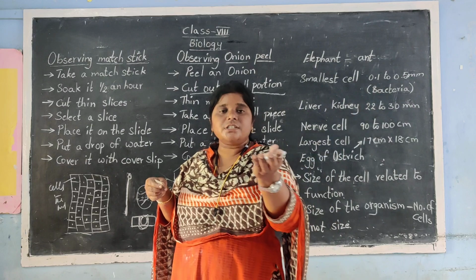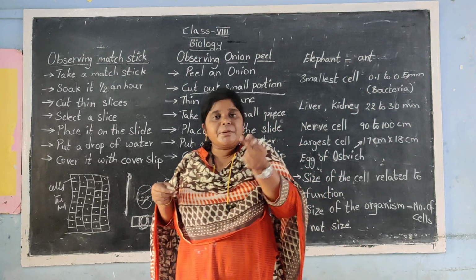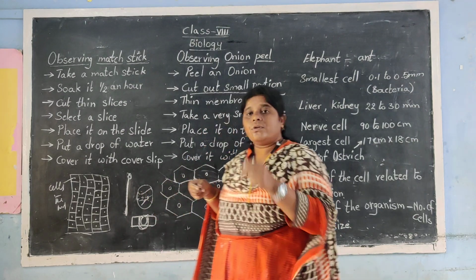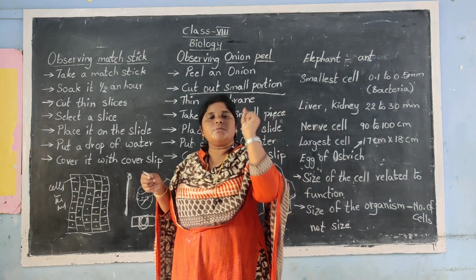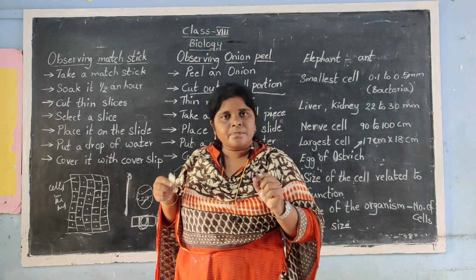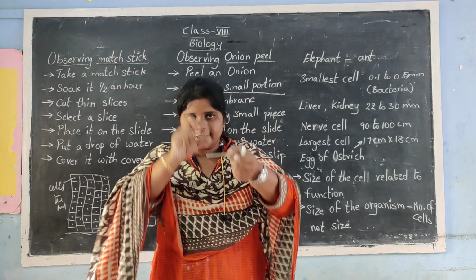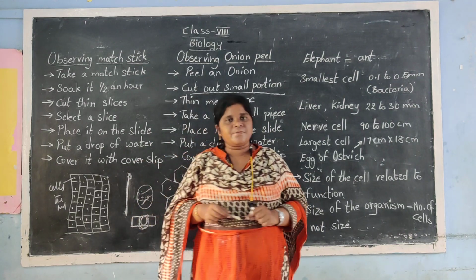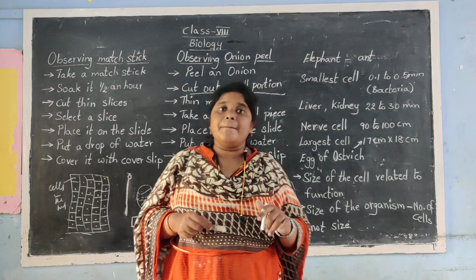If you want, after this video is finished, you can go to your kitchen and find out. A thin membrane will be present on the onion. Now, take a very small portion from the transparent membrane and place it on the slide. Same process again. Cover it with a cover slip. Observe it under the microscope.